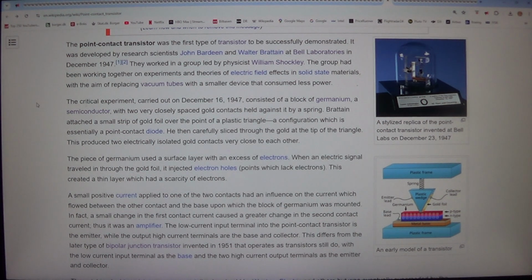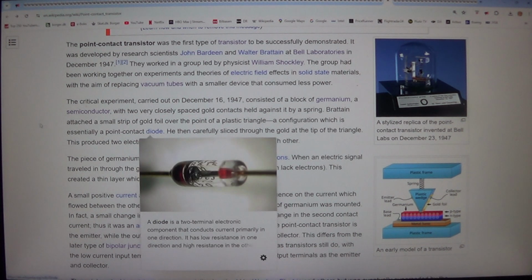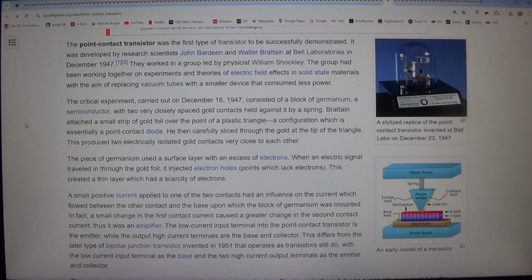The critical experiment, carried out on the 16th of December 1947, consisted of a block of germanium, a semiconductor, with two very closely spaced gold contacts held against it by a spring. Brattain attached a small strip of gold foil over the point of a plastic triangle, a configuration which is essentially a point contact diode. He then carefully sliced through the gold at the tip of the triangle. This produced two electrically isolated gold contacts very close to each other.